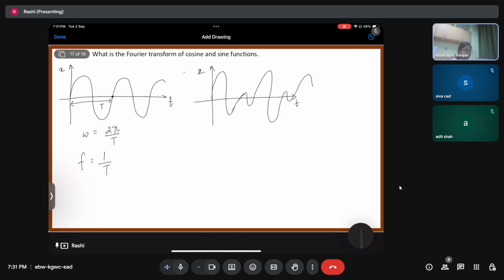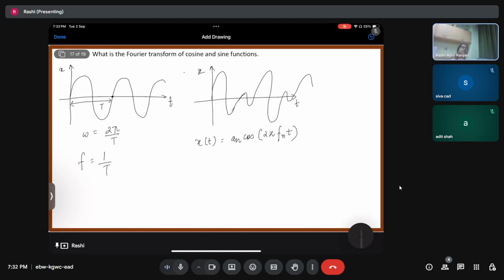So for a cosine function, let us say that x of t is given as an cos of 2 pi fn t. So this is a cosine function. Now what is going to be its Fourier transform? FFT plot. See, this is a cos function we know, right?